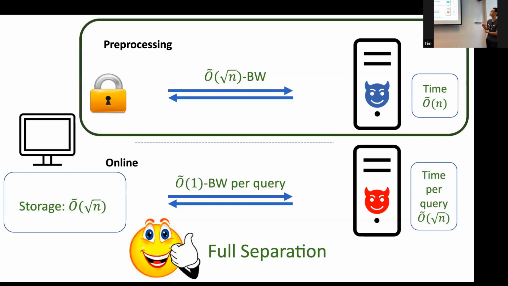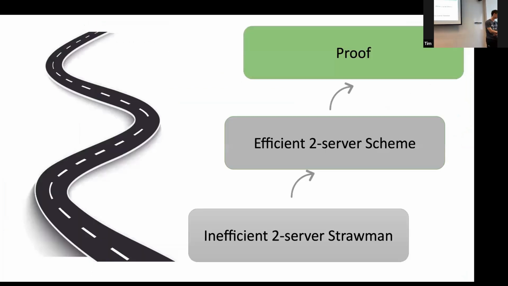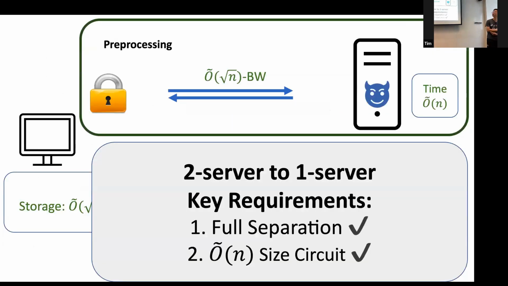One last touch is that we can represent this preprocessing algorithm using the circuit model, and we can efficiently represent it using a quasi-linear size circuit. This part I'm not going to go into the details. If you're interested, you can take a look at the paper. Okay, all right. So that's basically everything about the construction of the algorithm.